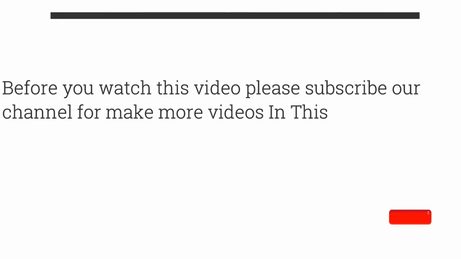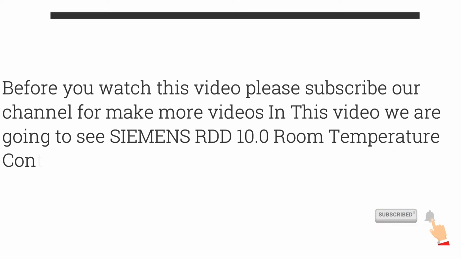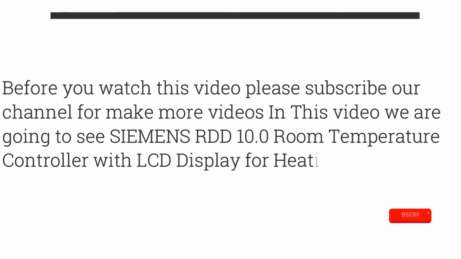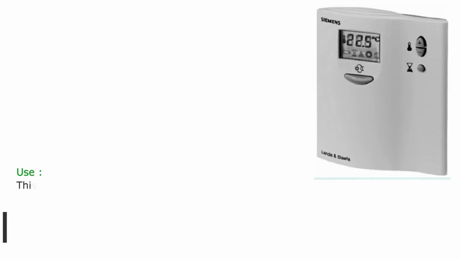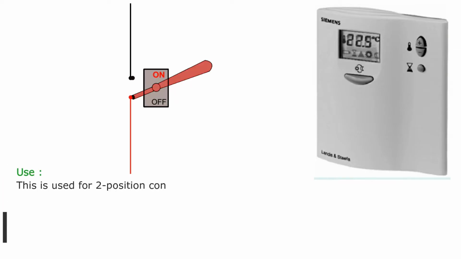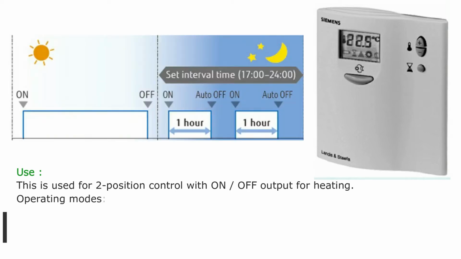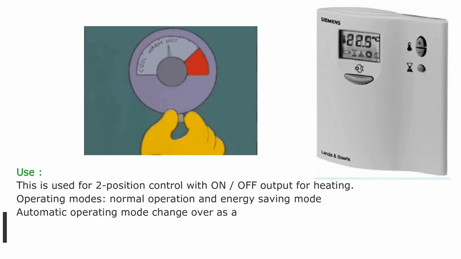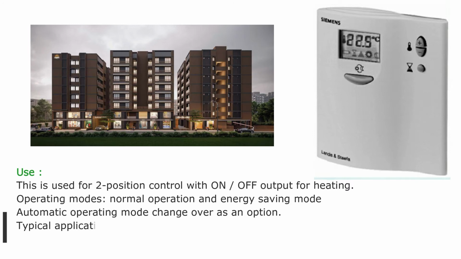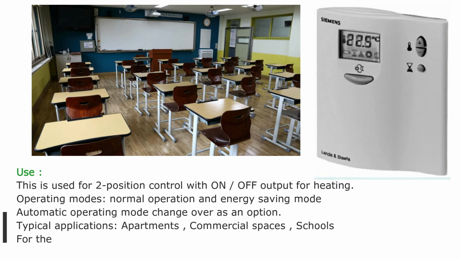In this video we are going to see the Siemens RDD10.0 room temperature controller with LCD display for heating system. Device overview. Use: this is used for two position control with on/off output for heating. Operating modes: normal operation and energy saving mode. Automatic operating mode changeover as an option. Typical applications: apartments, commercial spaces, schools.